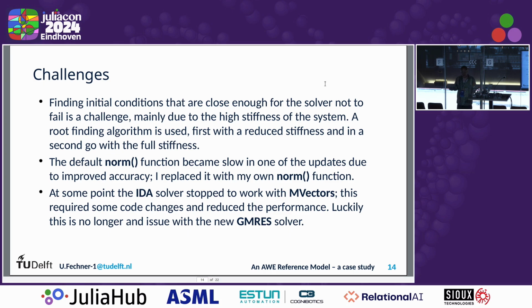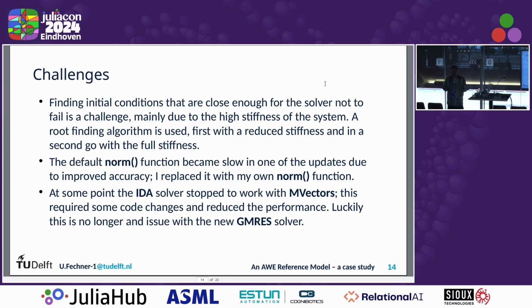Then the default norm function, at some point it became slower. I was annoyed. I made my system so nice and fast. Then it becomes slow, so I replaced it with my own norm functions. At some point, the solver stopped to work with M vectors. That was also interesting. I mean, it worked, but it was not part of the API.